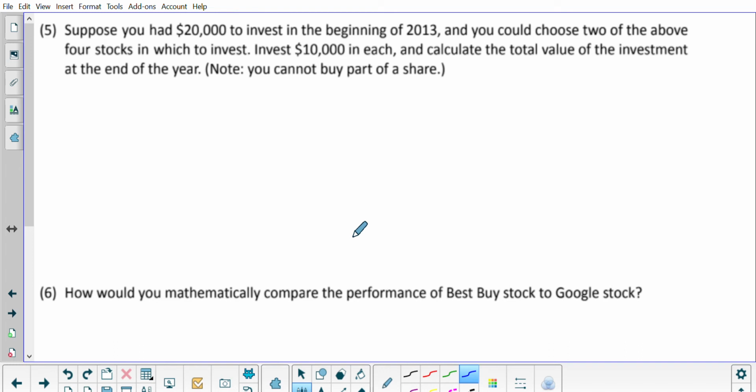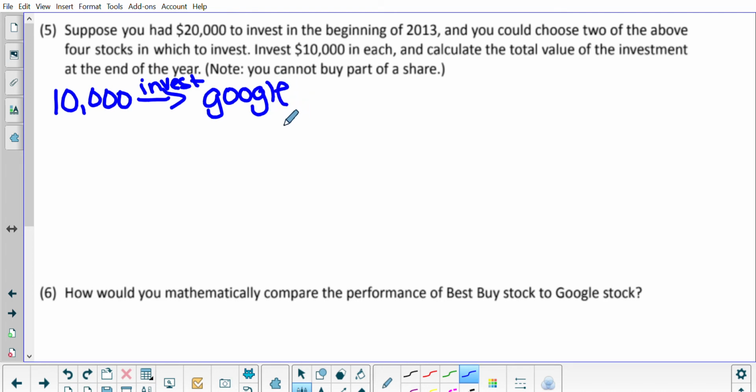I'm going to start off with Google. So let's say I have $10,000 floating around, and I say, okay, I want to invest that into Google. The first thing we need to know is how many shares my 10,000 is going to get me? All right, so I want you to calculate how many shares you can buy with this $10,000.